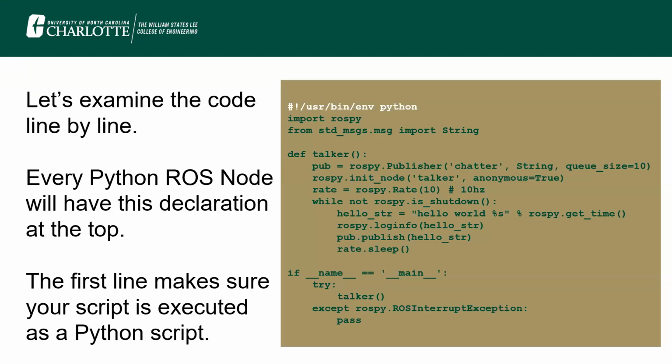So for these Python scripts that we're using with ROS, at the top of each script we're going to have this little line here. It's not really a line of code because it's commented, but basically this is a ROS Python node declaration that goes at the top of each of these Python scripts.